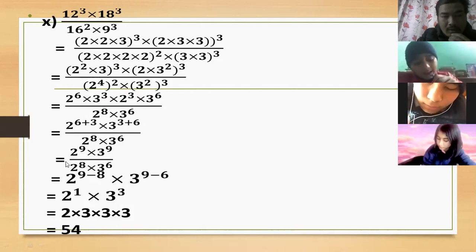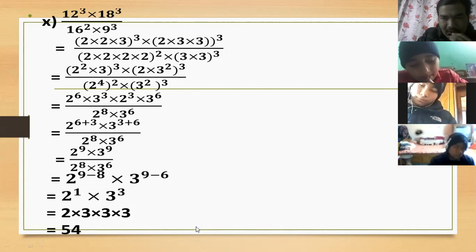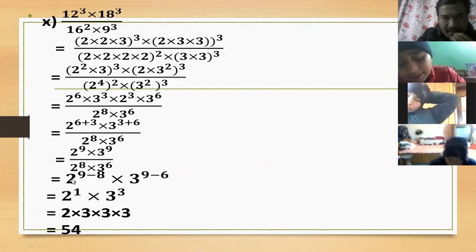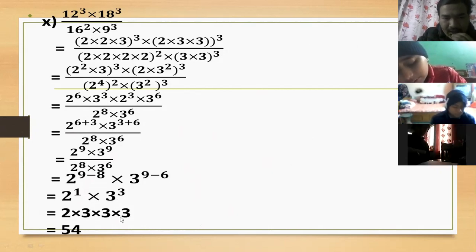Okay, sir. There is up and down. Up and down means what? Numerator and denominator means we have to divide. And in division, we have to subtract their power, but we have to keep the same base. Base 2, write only one base. 9 minus 8, it will be 1. 3 to the power 9 and 3 to the power 6. 9 minus 6 means 3 cube. 2 power 1 means 2. 3 cube means 3 into 3 into 3. And when you multiply all this, you will get 54 as the answer.